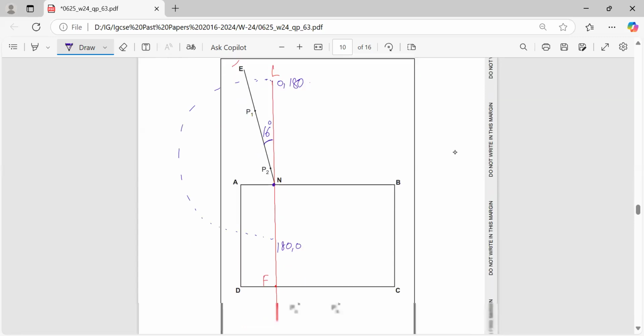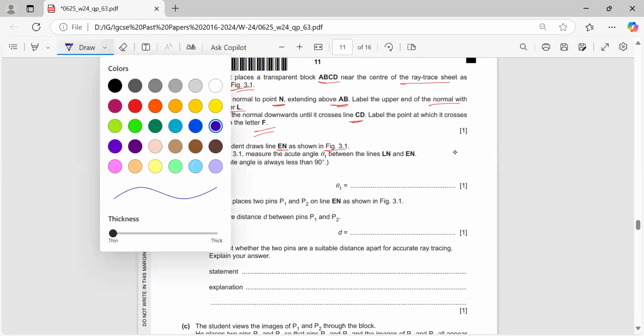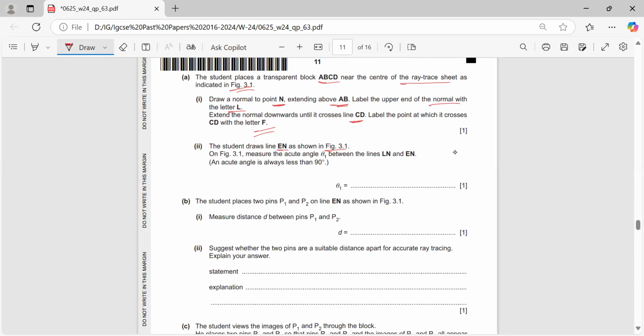16 degrees is the angle. So I'm going to write it here as 16 degrees, and very correctly, the unit degrees.